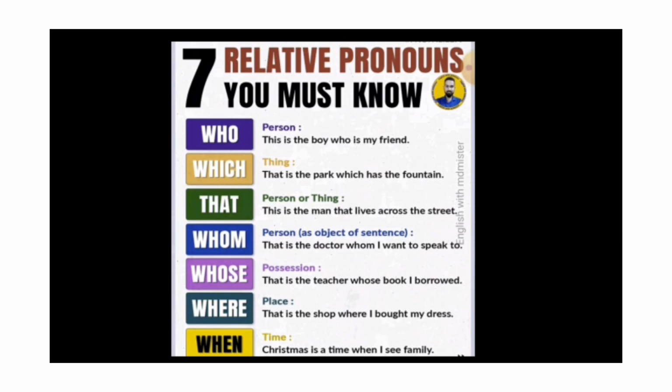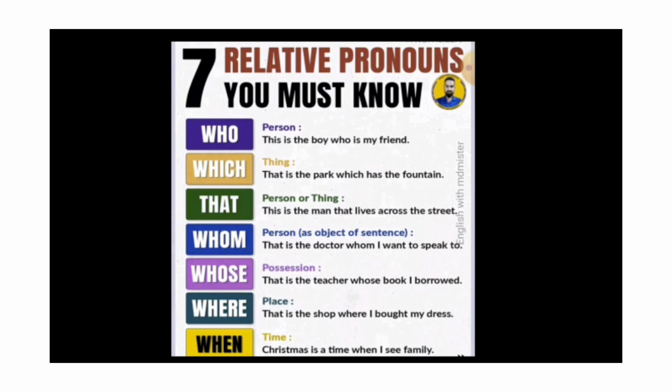Example, that is the park which has the fountain. The third one is that. We can use that for person or things. This is the man that lives across the street. This is the example for relative pronouns.